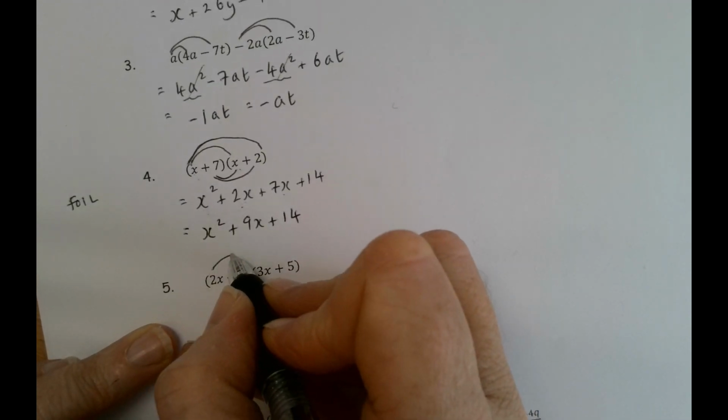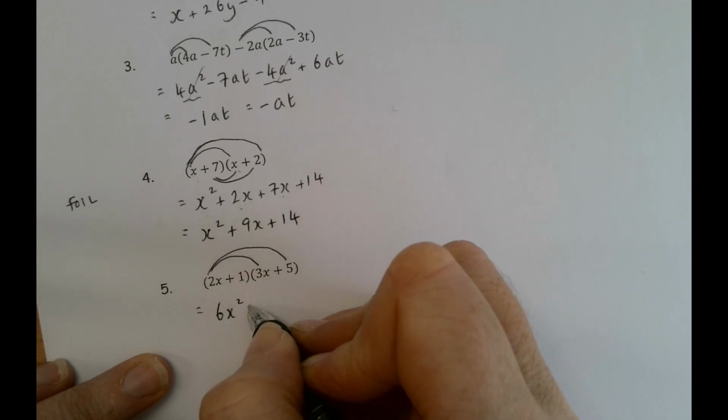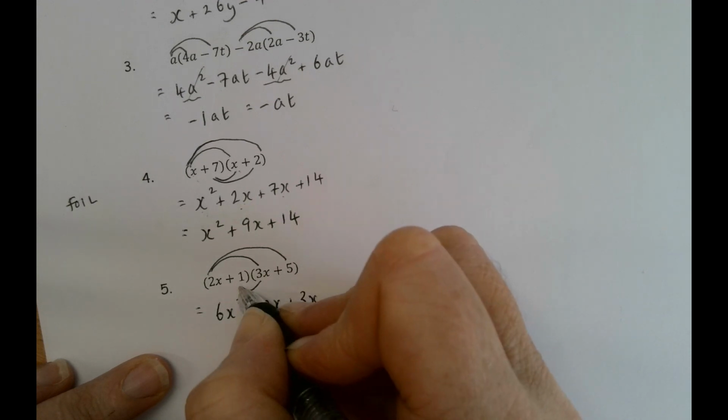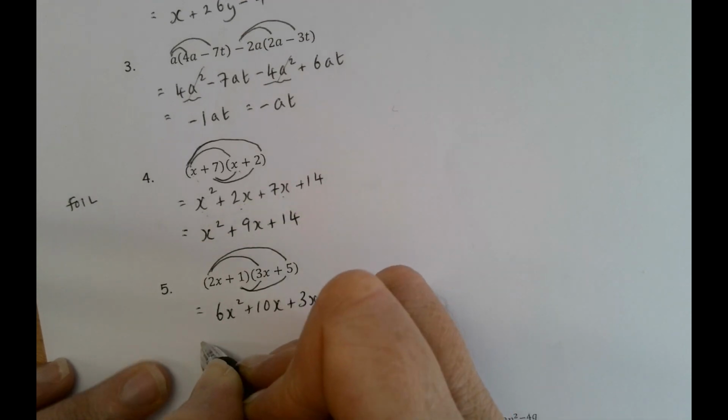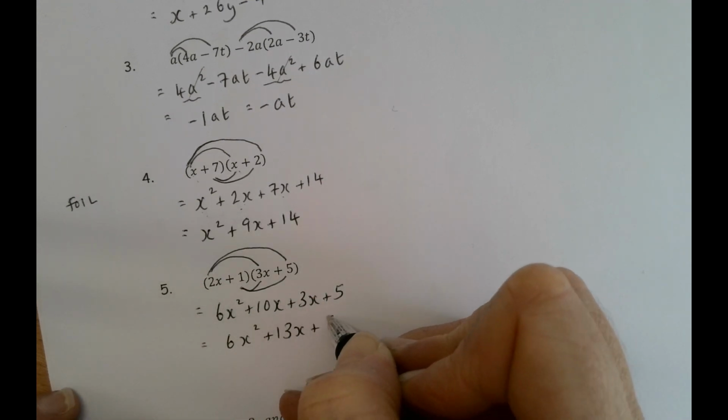Double brackets again, 2x by 3x is 6x squared, 2x by 5 is 10x, 1 by 3x is 3x, and 1 by 5 is 5. So that's 6x squared plus 13x plus 5.